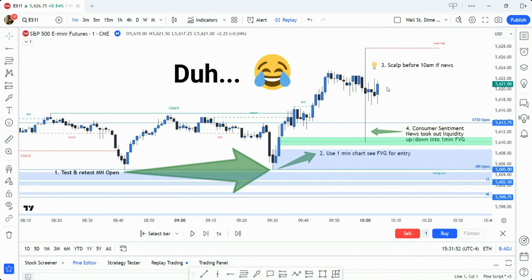Really quickly. I don't care if it's 4 points, right? It's enough. You're just scalping. Don't try to be too greedy. And then the other thing is, number four here. So the consumer sentiment took out liquidity. It took out this liquidity on the way up here. And then it took out all this liquidity down and tapped into a fair value gap.